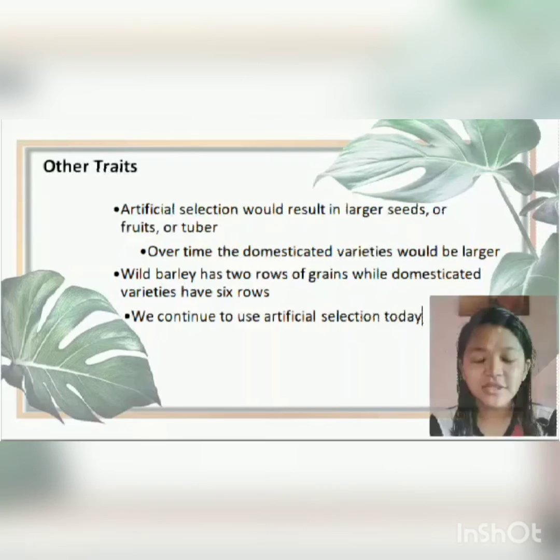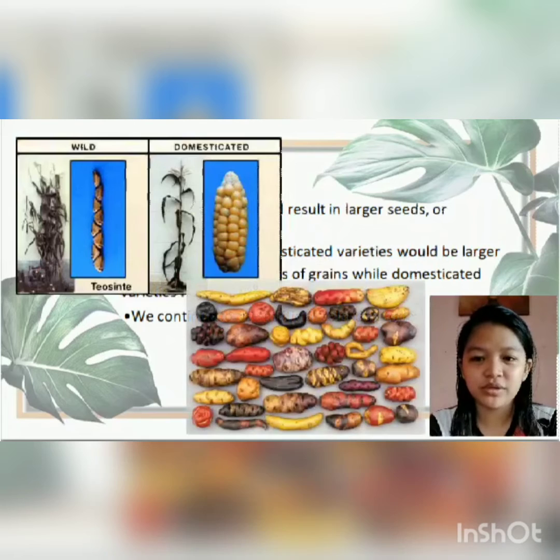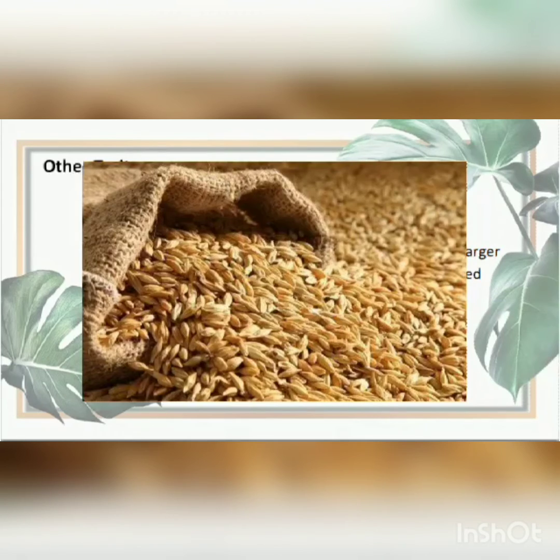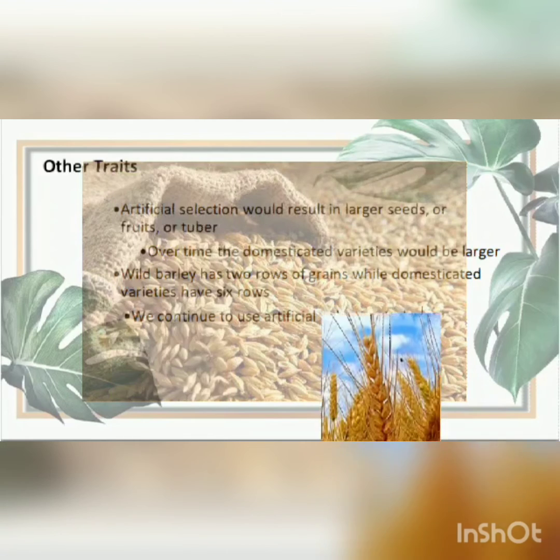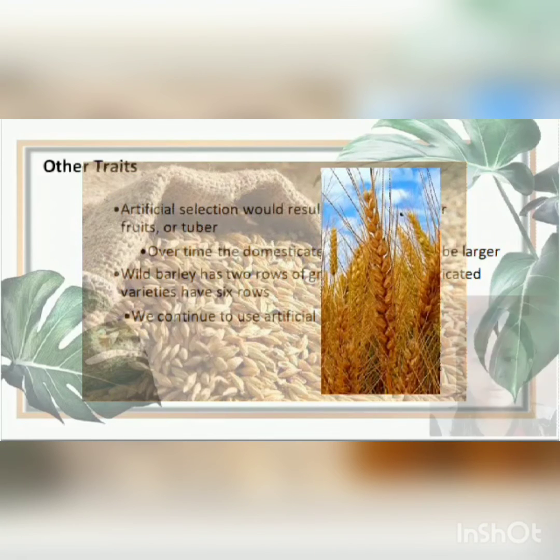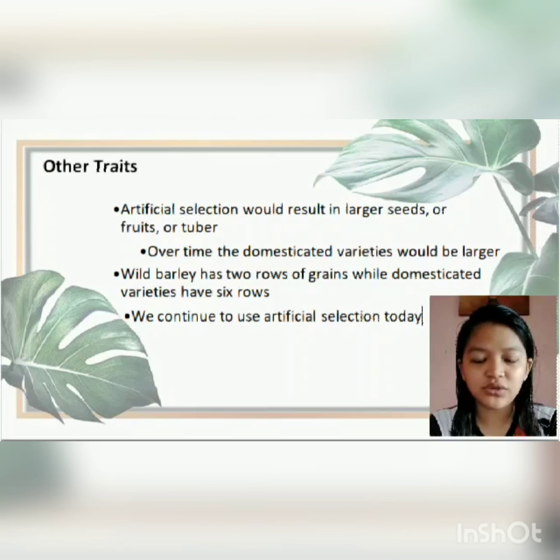Other traits. Artificial selection would result in larger seeds, fruits, or tubers. Over time, the domesticated varieties would be larger. Examples of these are corn and potatoes, and wood suitable for human needs. Along with these are wild barleys, which have 2 rows of grains, while domesticated varieties have 6 rows. As of today, we are still continuously using artificial selection.